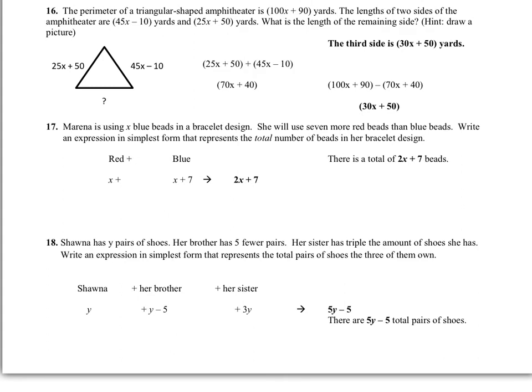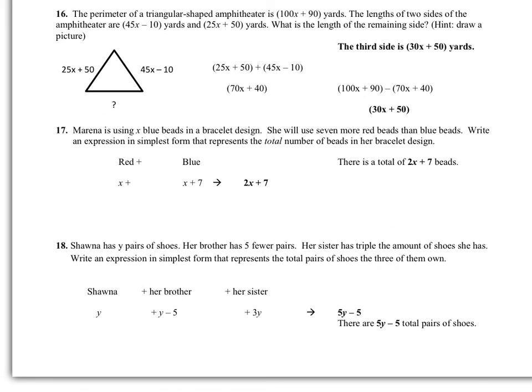All right, let's see where we're at here. 16. The perimeter of a triangular-shaped amphitheater is 100x plus 90 yards. The lengths of two sides of the amphitheater are 45x minus 10 yards and 25x plus 50 yards. What is the length of the remaining side? And draw a picture. Here we go. There's your beautiful picture.